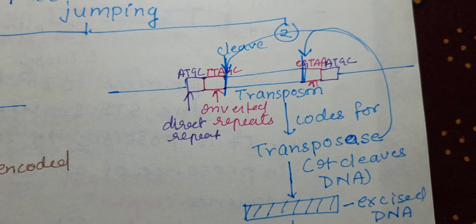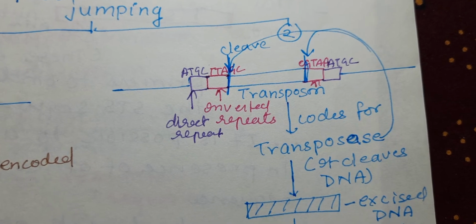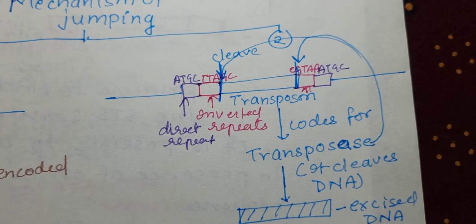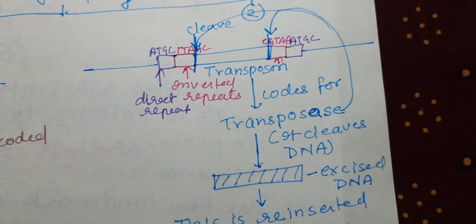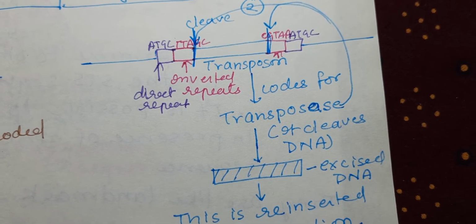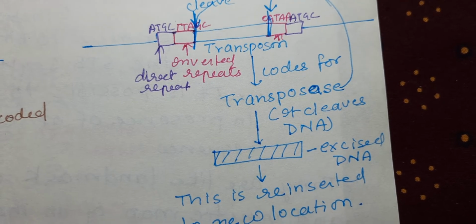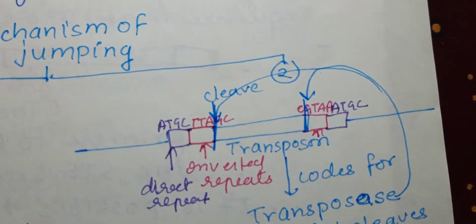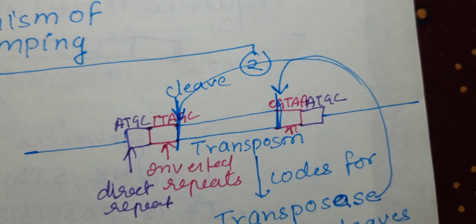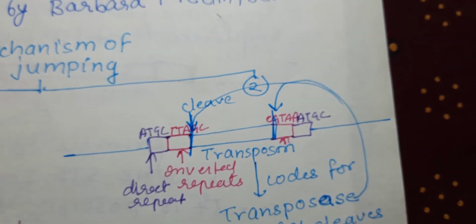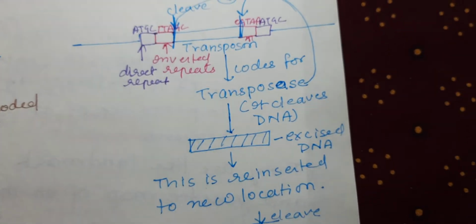Okay, so the transposon here has inverted repeat and direct repeat flanking sequences. The transposon codes for the enzyme transposase, and what it does is cleave the DNA. Where it cleaves, you can see the transposon sequences, the cleaving sites. It cleaves this part, leaving behind the flanking sequences, the direct and the inverted repeats.